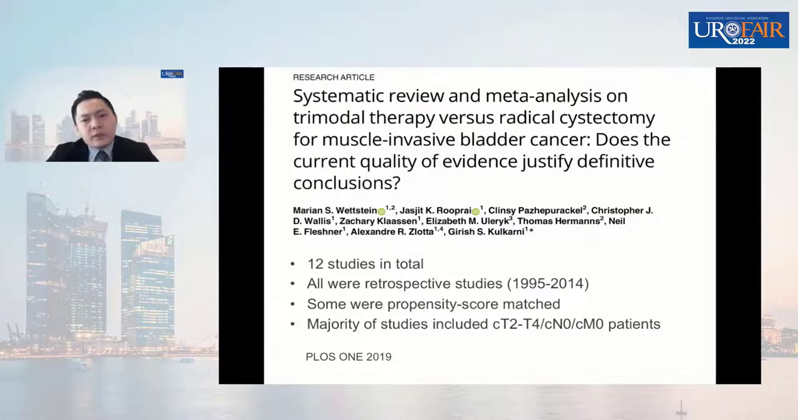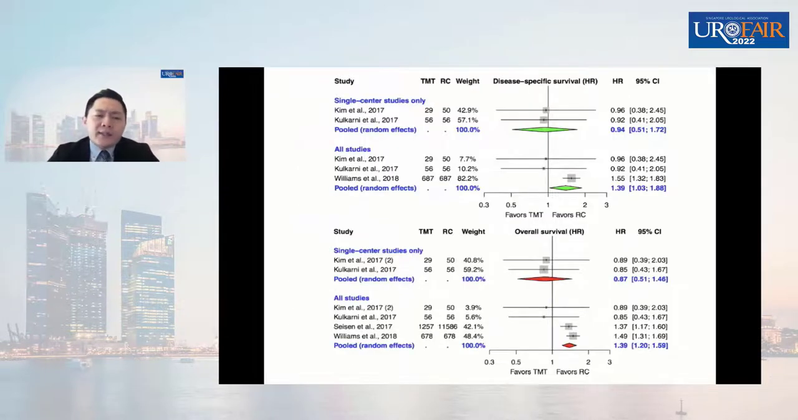Regarding the comparison between radical cystectomy versus TMT, understandably, the evidence is relatively low quality and limited. This meta-analysis is already kind of the best evidence that we have. 12 studies were included, all retrospective in nature. Some studies were propensity score matched. And the majority of studies included clinical T2 to T4 disease without any nodal metastasis. What they found is that in terms of overall survival, radical cystectomy seems to be doing better than TMT. But if you look into the details, we need to interpret with caution, because most of the studies seem to show a similar effect.